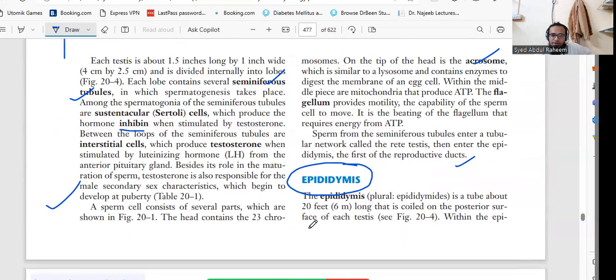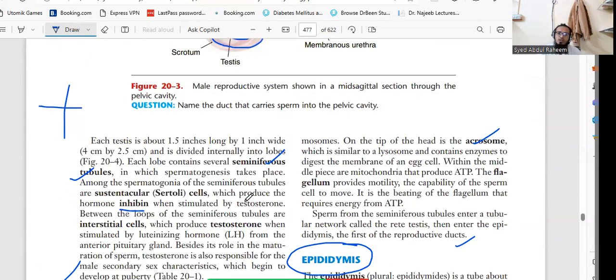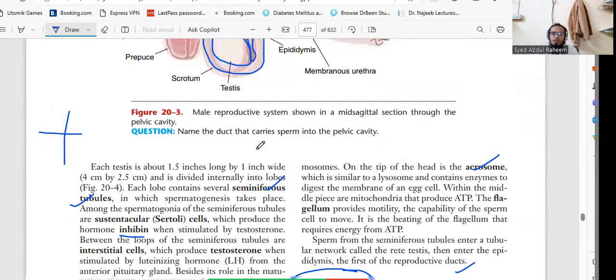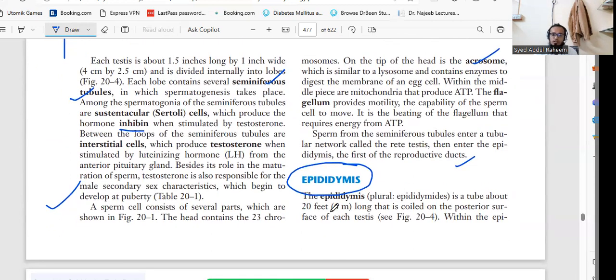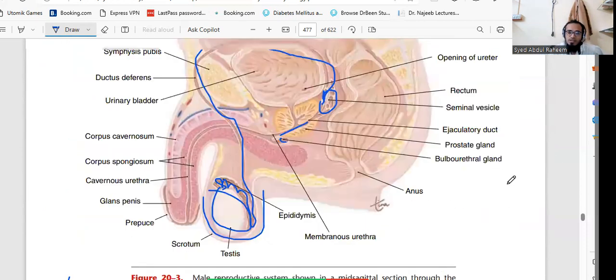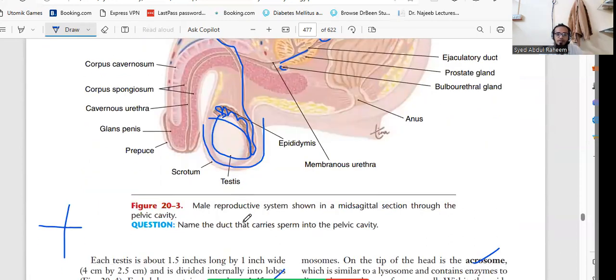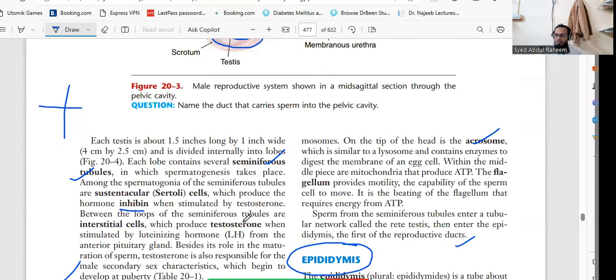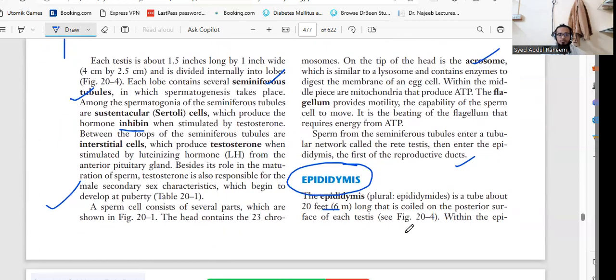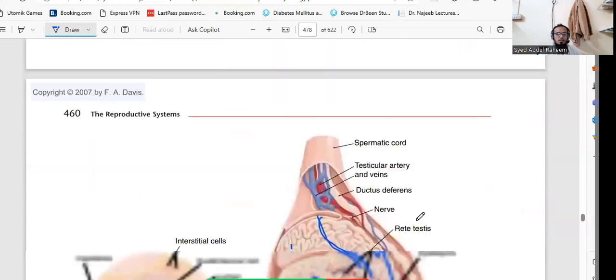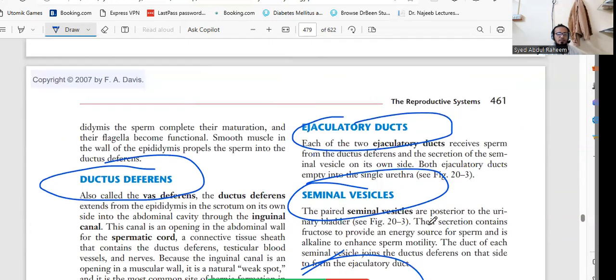Okay, next the epididymis. After the scrotum, we have the epididymis. The epididymis is a tube 6 meters long, but here it is very thin. It is attached nearby, but if you uncoil it, it will become 6 meters. Coiled shape. Within the epididymis, the sperm complete their maturation. So maturation will happen in the epididymis, and their flagella become functional.